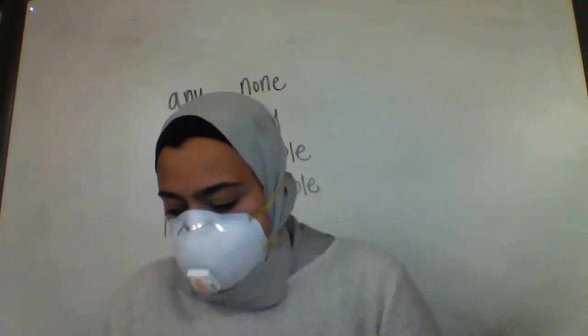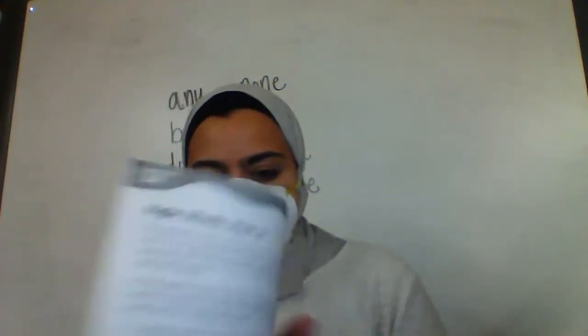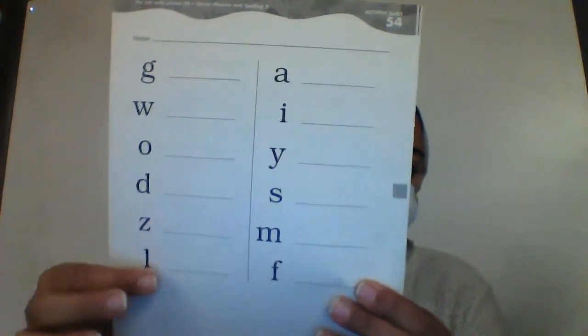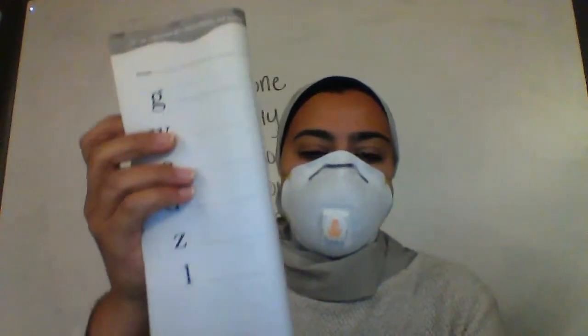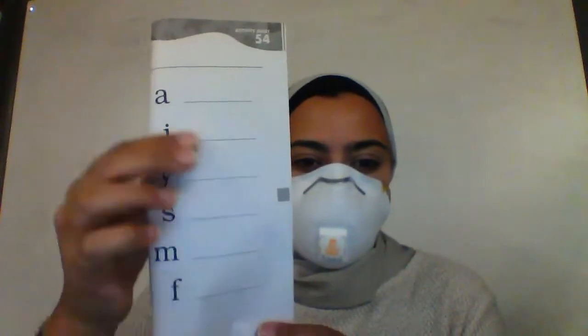We have two lists. We have list 1 and list 2. I need you to alphabetize the words on list 1. Alphabetize is when you put the words in order, in ABC order. Okay, so again, guys, these are a list by themselves, and this is another list by themselves. They're not together. For right now, we're going to work on this one.